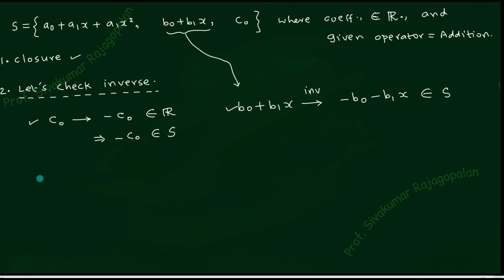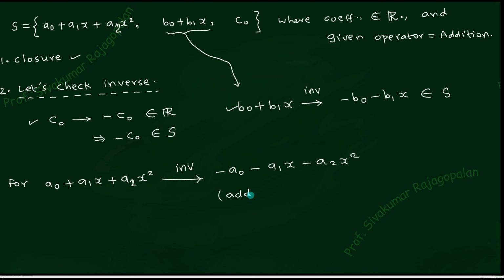Come to the second degree polynomial. The second degree polynomial is a0 plus a1x plus a2x squared. And what is the inverse for that? Additive inverse, which means negative of the original. So now you tell me whether the additive inverse is belonging to the original set or not. Once again, we are happy that the negative values that you got are also belonging to the same set.